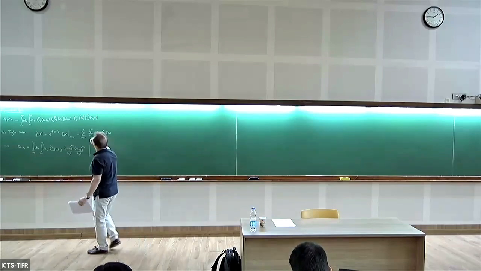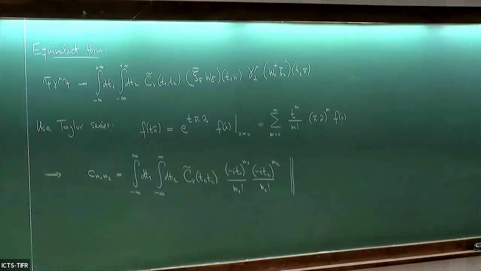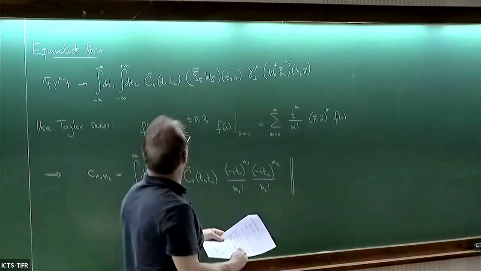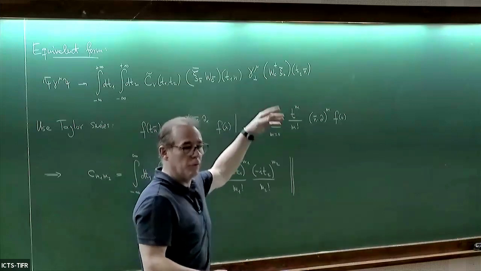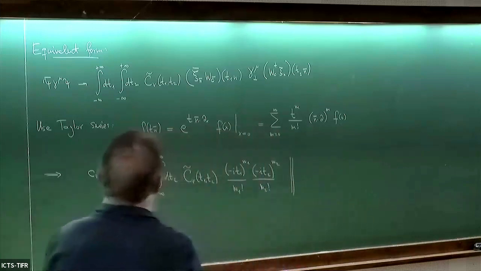So now we have a new matching relation instead of this one, where I put the fields at 0. The expression is now more non-local. It was already non-local anyway because of the Wilson lines, but now it's also non-local in the sense of the quark fields.